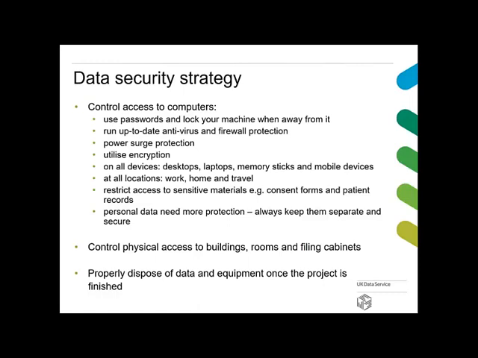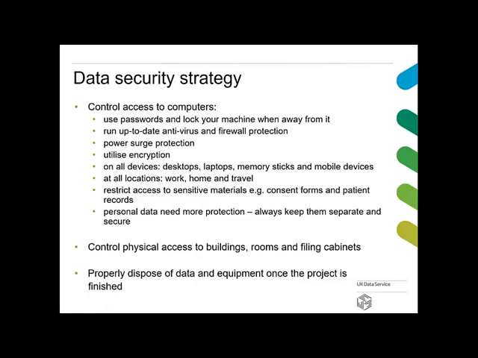The first thing is controlling access to the computers where most of our data is typically stored. Using strong passwords and locking our machine when we walk away from it is very important. It's very easy to leave an office to quickly go and do something and leave the computer unlocked. Doing that allows someone access to that data if they pop into the room. Simply locking the computer is a really good way to avoid that problem. Running up-to-date antivirus and firewall protection is again important, and you can use things such as power surge protection in case the power fails in the building.